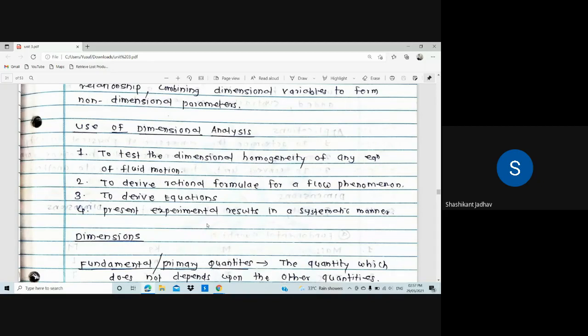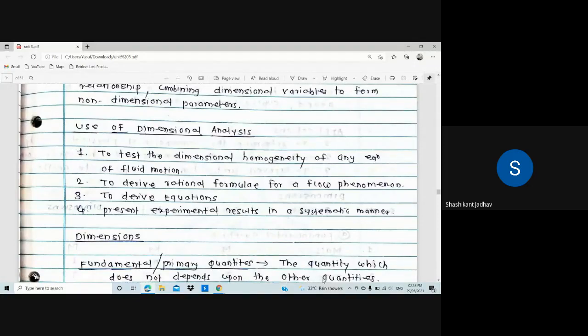First, to test the dimensional homogeneity of any equation of fluid motion, full stop. Then second, to derive rational formulae for a flow phenomenon.